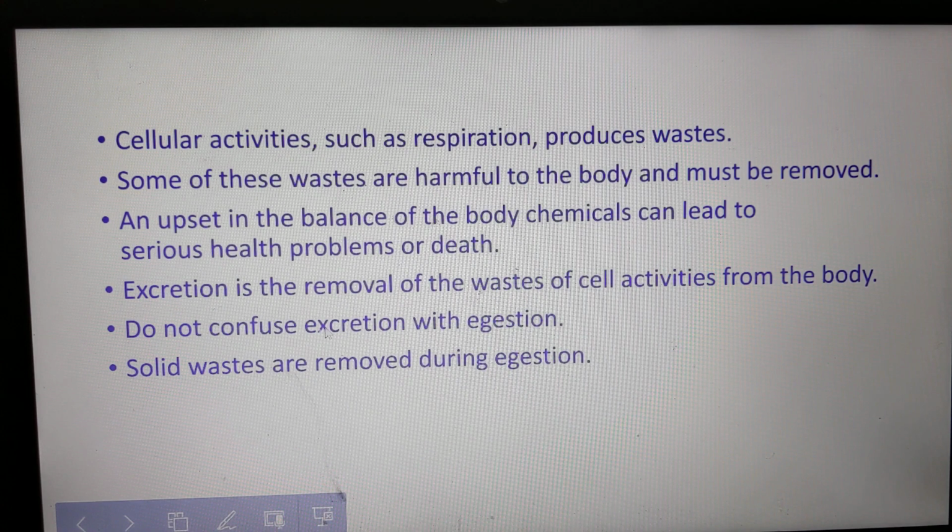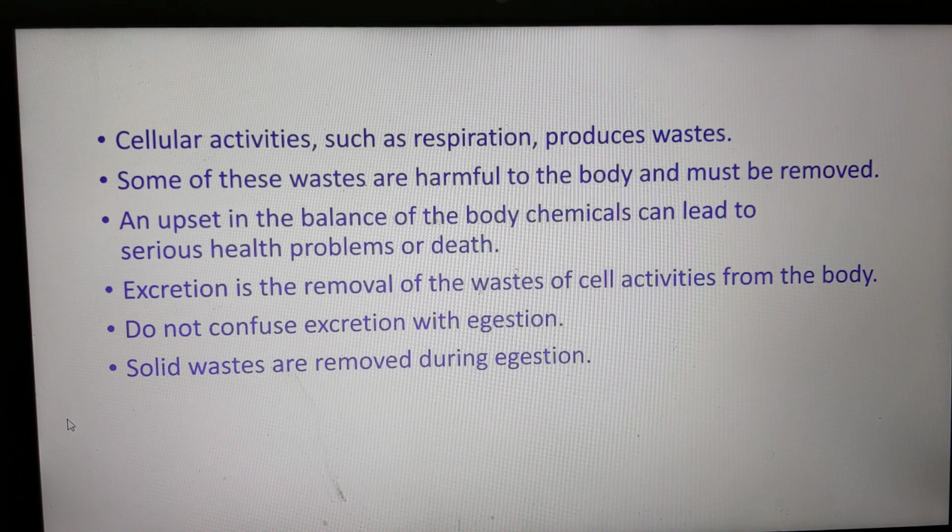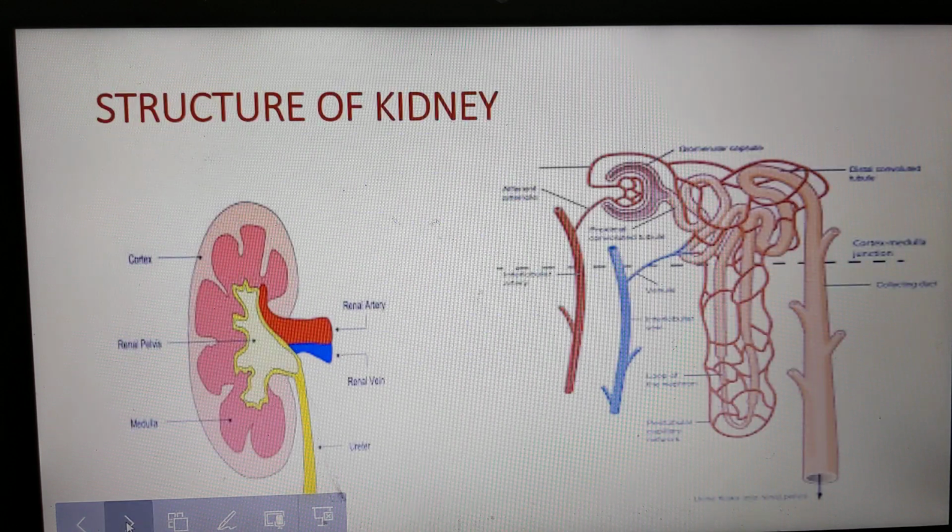So do not confuse excretion with egestion, because solid wastes are removed during egestion, whereas excretion is the removal of wastes of cell activities from the body. If a lot of waste products are stored in our body, it leads to a buildup of substances like ammonia, urea, creatinine, which are very harmful. That leads to serious health problems or even death.